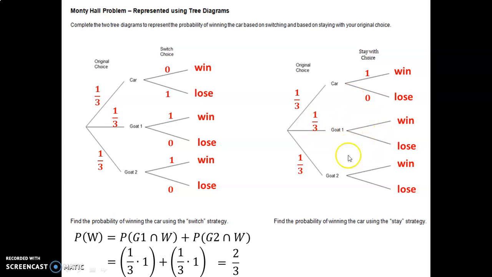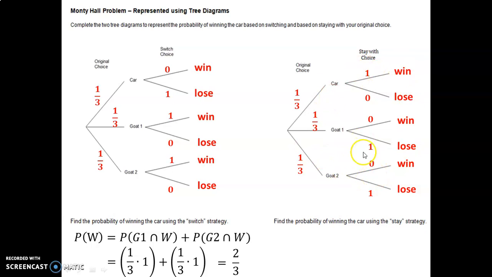Now, what are they going to be here for the goat? If you chose goat 1, what's going to happen if you stay with your choice over here? Well, 0% chance you will win because you chose the goat and you're going to stay with that one. And then 100% chance you will lose. And it's the same down here, because if you chose goat 2 and you're unwilling to change, you will win 0% and 100% chance you will lose.